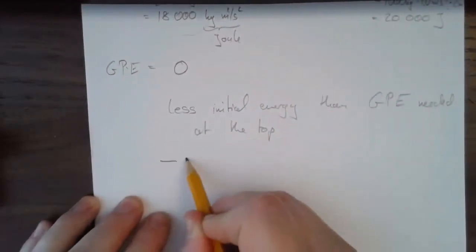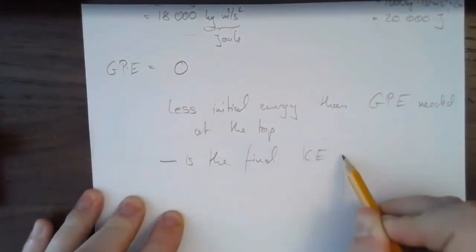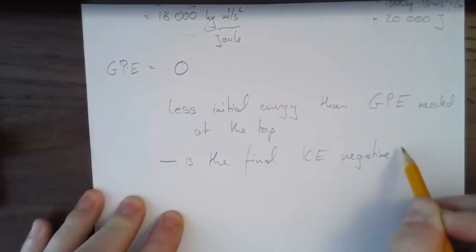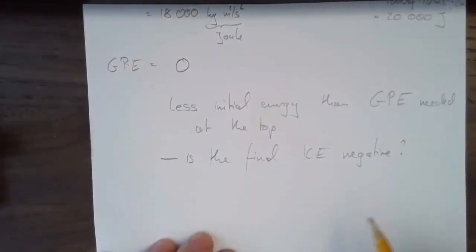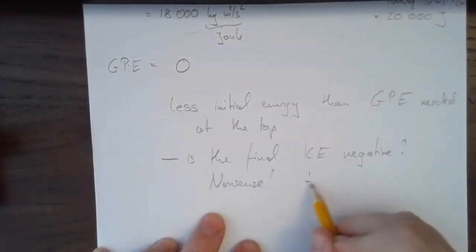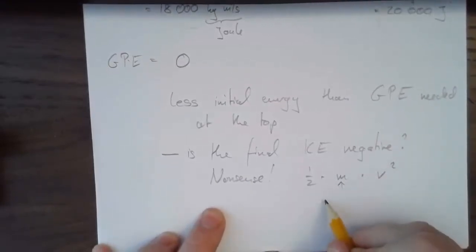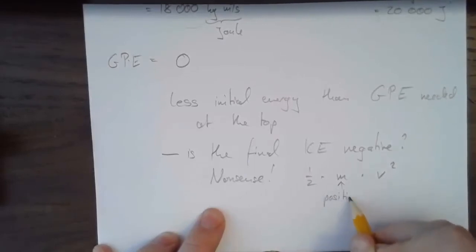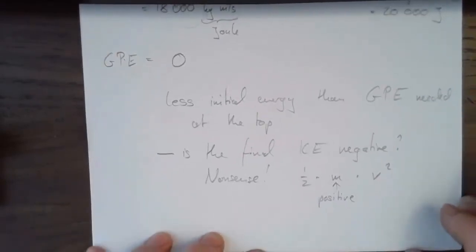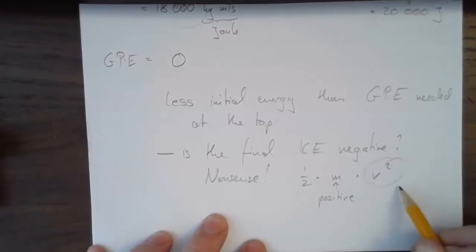Is this a possibility? Is the final kinetic energy negative? Well, no, that's nonsense. Why is it nonsense? Well, 1/2 times m times v squared. Mass is positive. You can't have a car that is minus 6 kilograms. In fact, our car is 1,000 kilograms. But no matter what it is, it can't be a negative number. And then v squared, well, it's positive because it's squared.